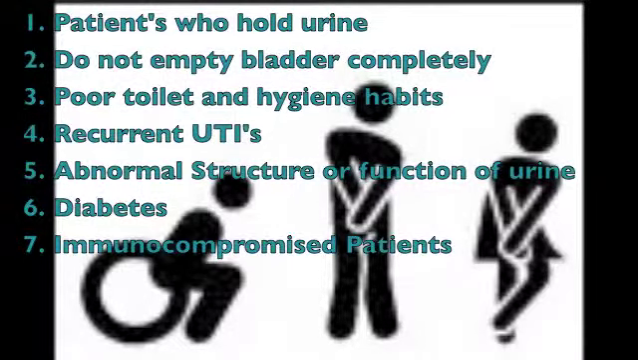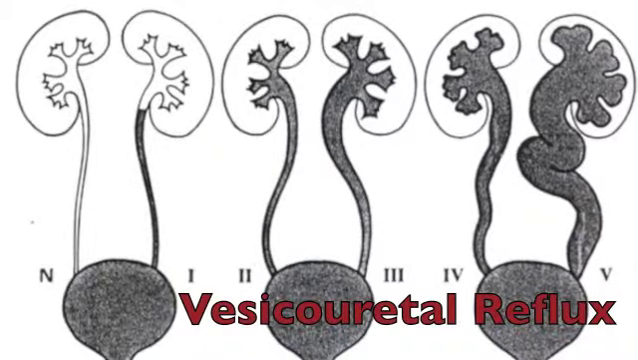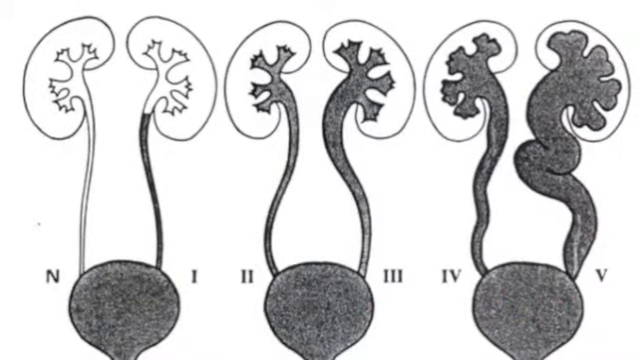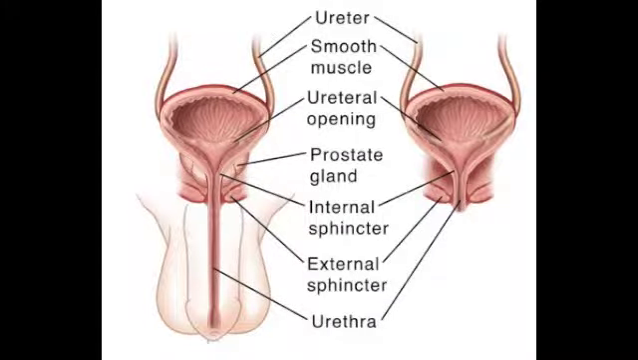Risk factors of pyelonephritis include patients who hold their urine and do not empty the bladder completely, have poor toilet and hygiene habits, recurrent UTIs, abnormal structure or function of urinary flow, diabetes, immunocompromised patients, vesicoureteral reflux, which is an incompetent valve resulting in the backflow of urine from the bladder, and being female, because they have a shorter urethra than males and it's closer to the rectum.